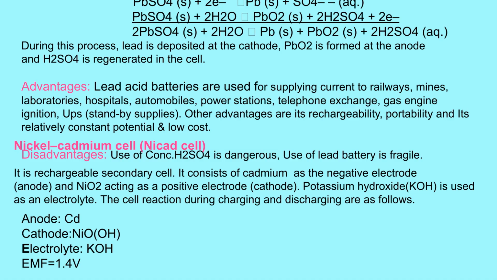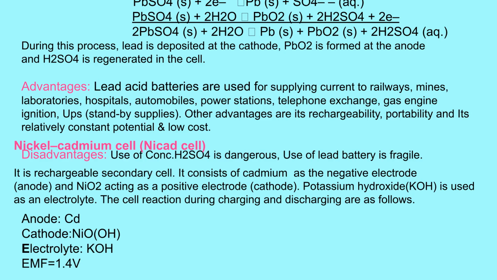During the charging process, lead is deposited at the cathode, and lead dioxide is formed at the anode, regenerating sulfuric acid. Lead-acid batteries are advantageous due to their rechargeability, portability, and low cost, used in various sectors like railways and automobiles. However, they are fragile, and concentrated sulfuric acid is dangerous.